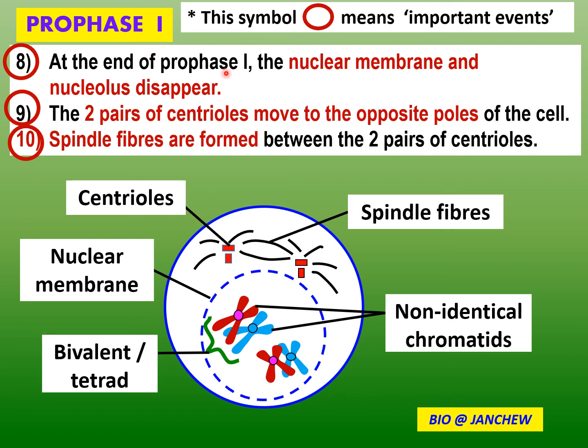Now, at the end of prophase I, 3 events occur that are similar to prophase of mitosis. So in meiosis, at the end of prophase I, the nuclear membrane disappears and the nucleolus also disappears. Then these two pairs of centrioles move to opposite poles of the cell, and spindle fibers are formed between the two pairs of centrioles. All this also occurs in mitosis.